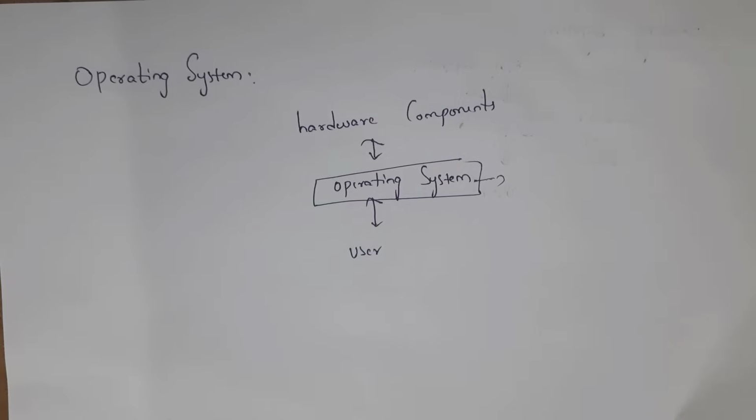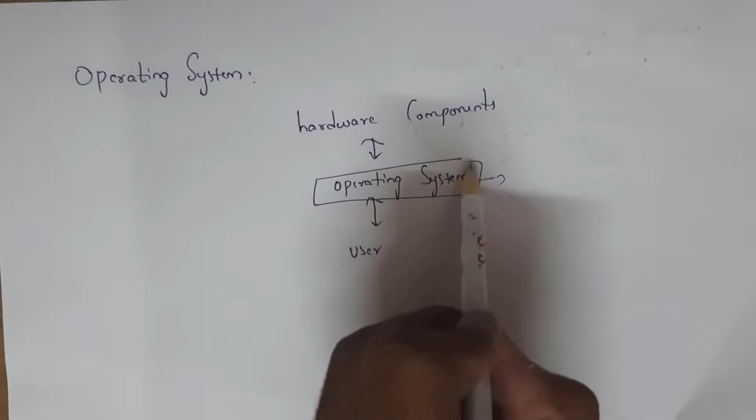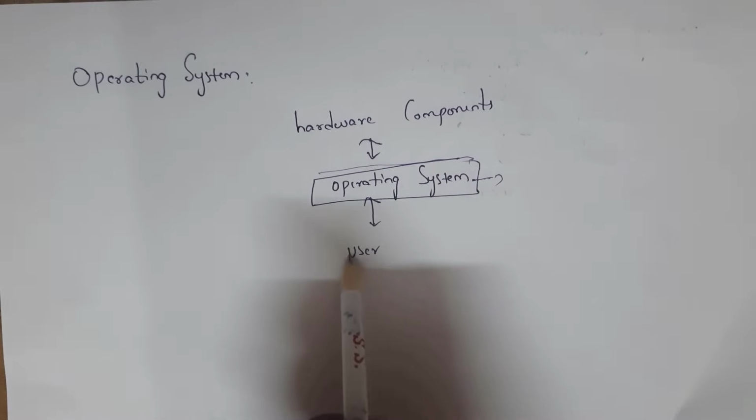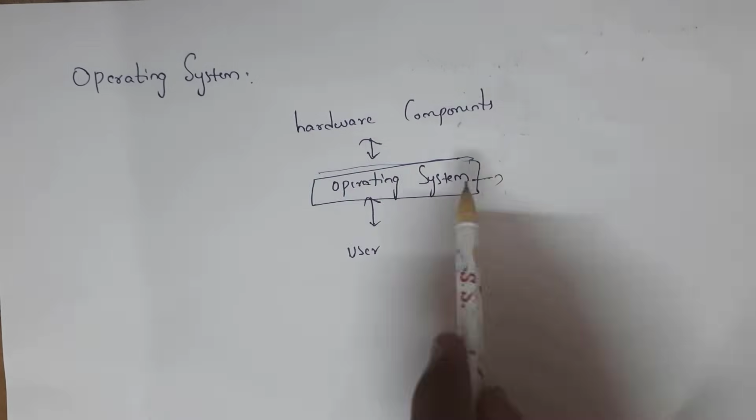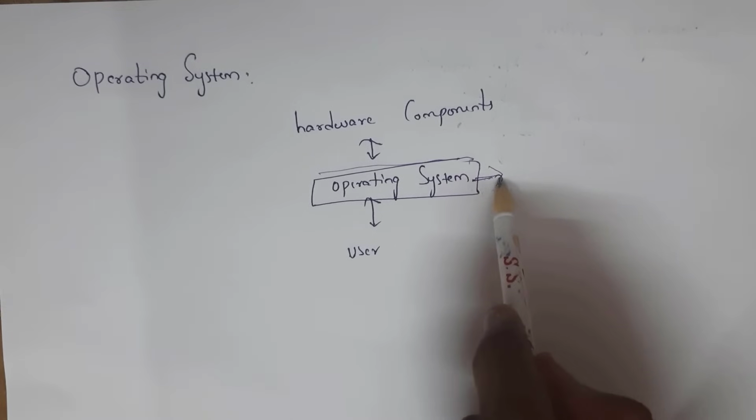I will explain what is an operating system. For example, if any user wants to access any hardware components, then definitely you need one operating system in order to access those hardware components. So the operating system acts as an interface between user and hardware components. Examples of operating systems are Windows XP, Windows 10, Linux. All these are examples of operating systems.